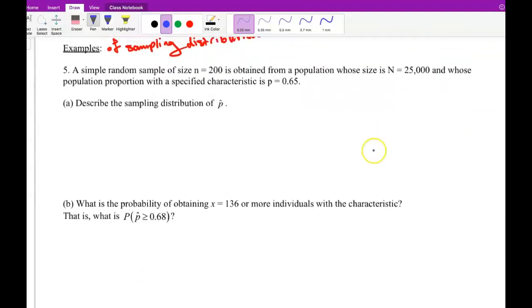Okay, example. A simple random sample of size 100 is obtained from a population of size 25,000, and the population proportion is 0.65. Now, part A: describe the sampling distribution of the sample proportion.